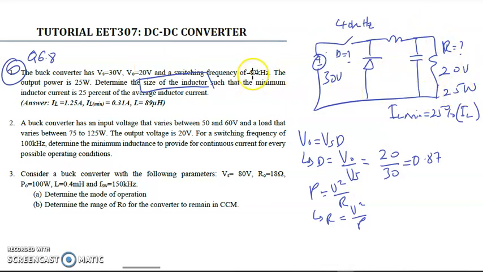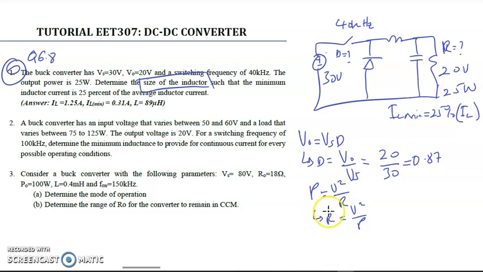First of all, what we need to do is find the most important parameters, which are the duty cycle and the output resistor, and then we find the L and C here. It was stated that V out is equal to D times Vs. So the duty cycle here is equal to V out over Vs. V out given 20 volt divided by 30 volt input, so we have 0.67.